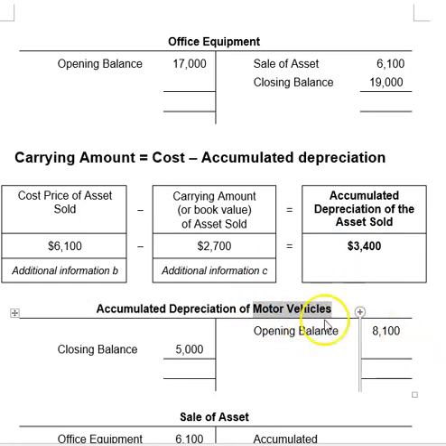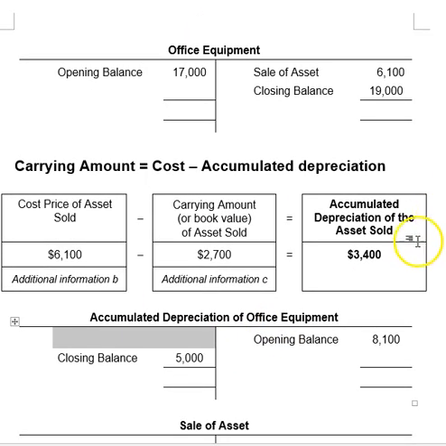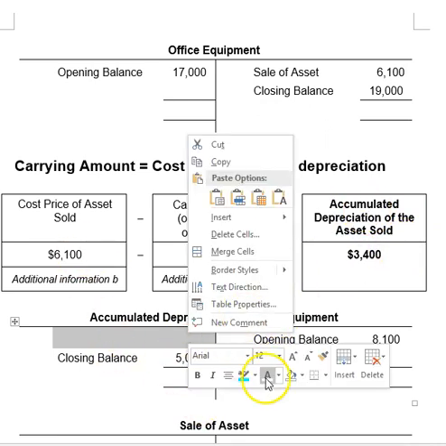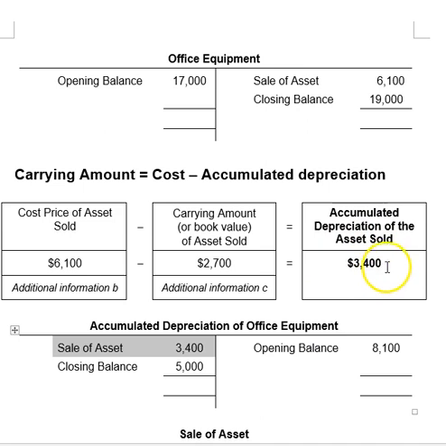I think there is some typo error here. This one's supposed to be office equipment because we are selling office equipment. So once we have sold off our office equipment, our accumulated depreciation reduced by 3,400, because this is the accumulated depreciation for the asset that we have sold. Since we already sold the asset, we are no longer holding the asset anymore. Hence, our accumulated depreciation reduced by 3,400.